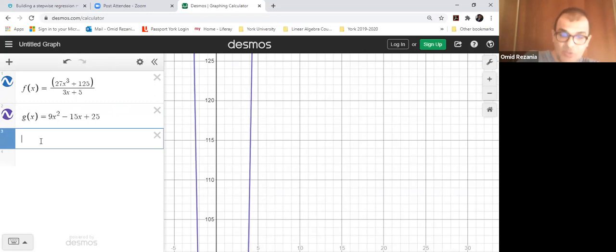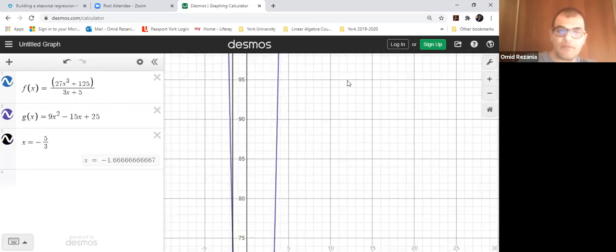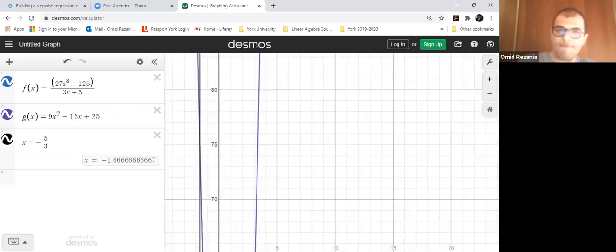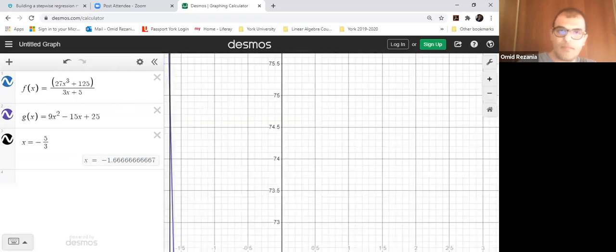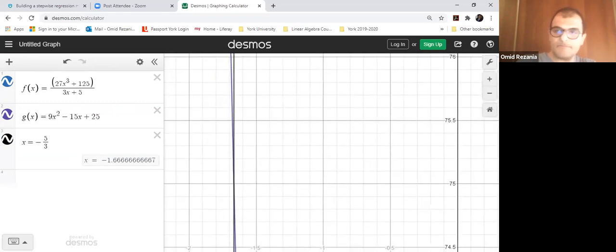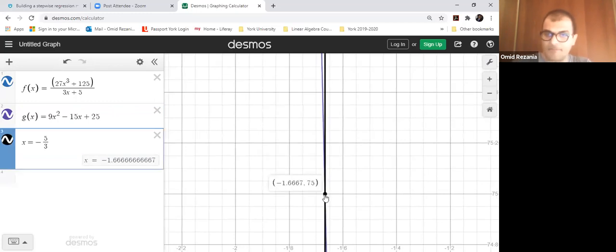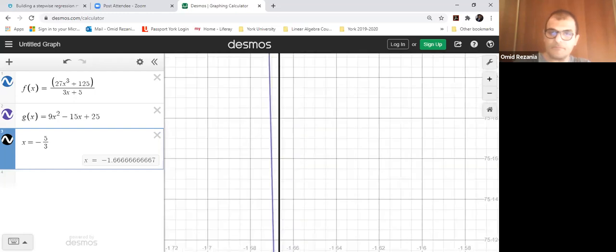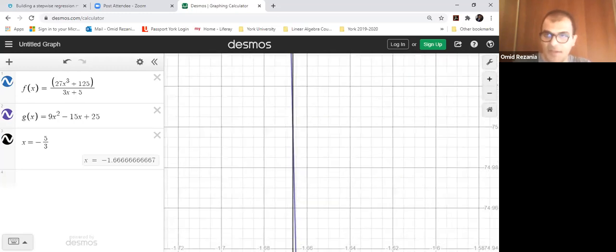Look at that. I'm just going to also plot this one. X equals to minus 5 divided by 3. Okay, there we are. Guys, please listen to this part because that's a very tricky part of the lessons that we have today.